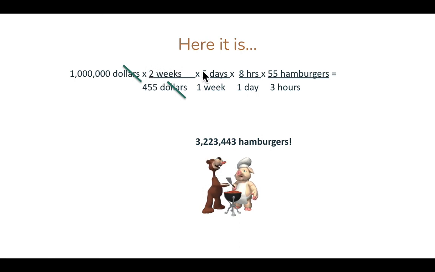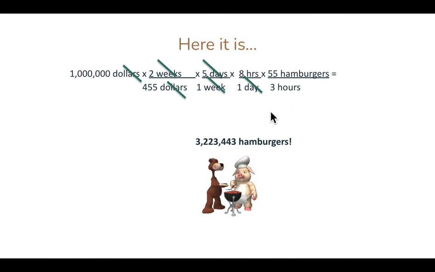But we don't want weeks. Remember, we want hamburgers. So we have this next conversion factor, that 5 days equals 1 week. Notice again, the factors cancel, and we're left with days. So if we did 1 million times 2 times 5 divided by 455 divided by 1, that would give us how many days we'd have to work. But that's not what we wanted. We wanted burgers. Now, here's our next conversion factor. Days cancel. So 1 million times 2 divided by 455 times 5 times 8 will give us how many hours.